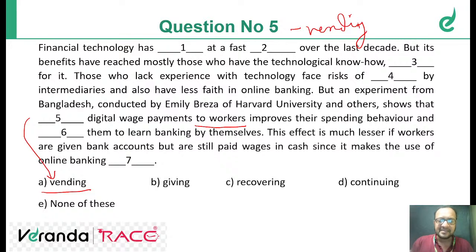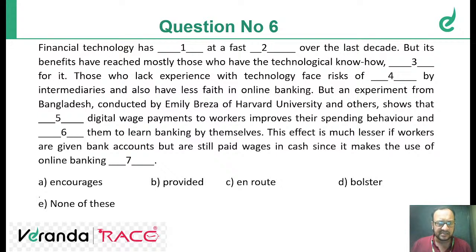So if I give you digital payments, you make payments through Google Pay or Paytm or any other phone pay. So vending digital wage payments to workers improves their spending behavior and dash them to learn banking by themselves. There should be some word like forces them, or pressurizes them, or encourages them, or pushes them. Do we have a word like this in 6? Yes, encourages is there. So this is the word. Vending digital payments to workers improves their spending behavior and encourages them to learn banking by themselves.